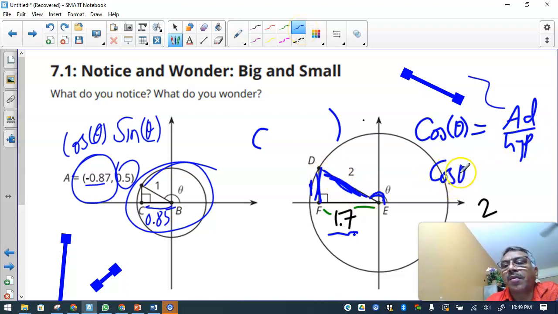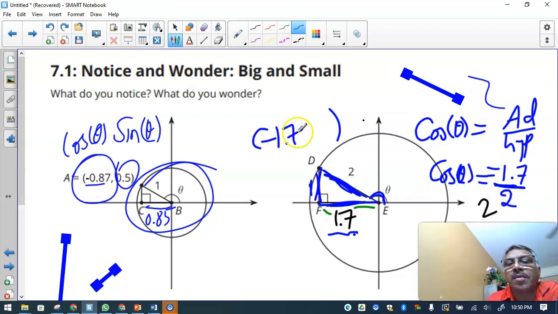So cosine of theta is adjacent, which is 1.7, and the hypotenuse, now because it is on the negative side, you put minus there and divide by 2. So you're supposed to write here minus 1.7 divided by 2. So this is how it is.